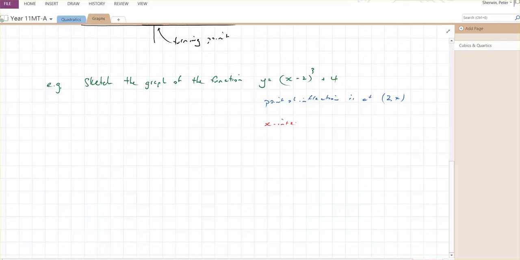So let's get our x-intercept at y equal to 0. So that's 0 equals x minus 2 to the power of 3 plus 4. So x minus 2 cubed is equal to minus 4. X minus 2 is equal to the cube root of minus 4. So x will equal 2 plus the cube root of minus 4, which is approximately 0.4.